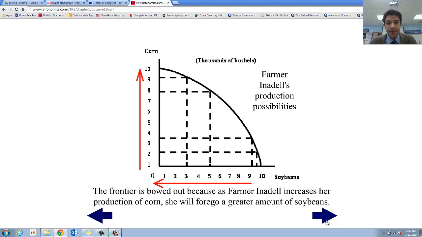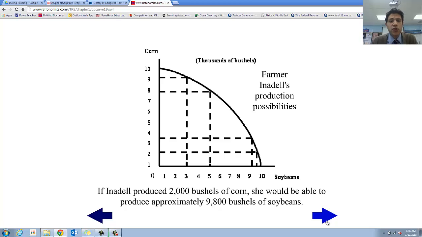So let's look at an example. If Inadell produced 2,000 bushels of corn, she would be able to produce about 9,800 bushels of soybeans. She can't produce all 10,000 soybeans, so we move over, hit the wall, and it's 9,800, just about right there.